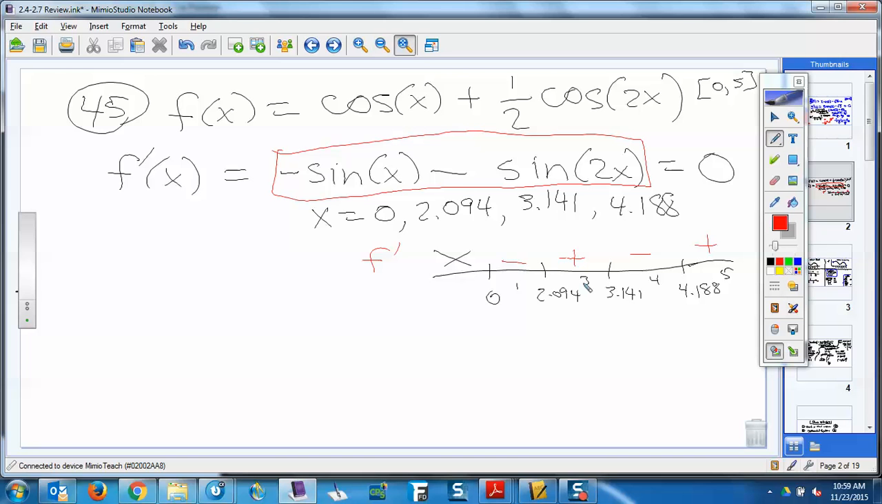Right? There's a local min. There's a local min. There's a local max. Right? So yeah, this is key. It tells us everything we need.